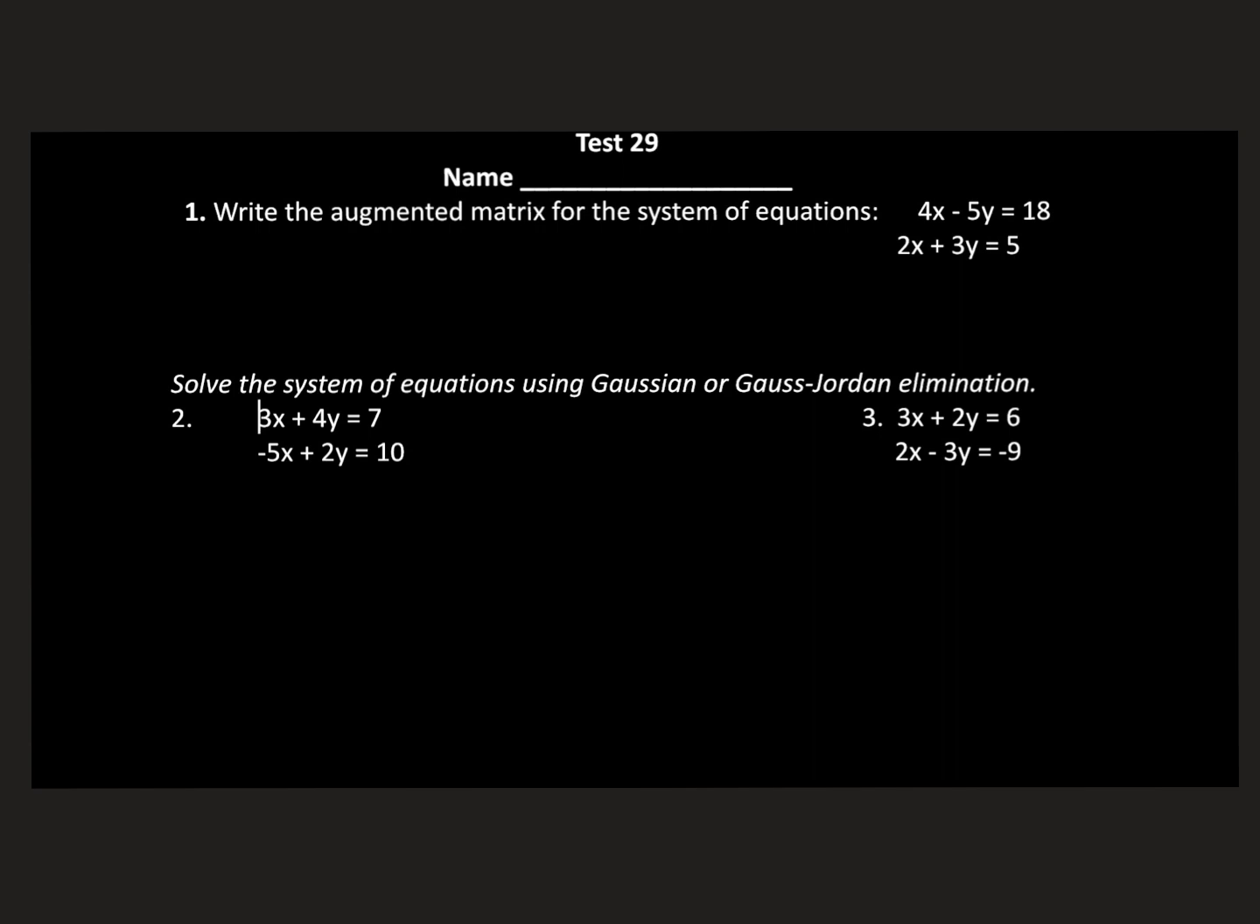Number one says just write the augmented matrix. So just put your coefficients in here, 4, -5. The constant goes over here, 2, 3, 5. And the broken line over the equal sign goes, and there you have it.